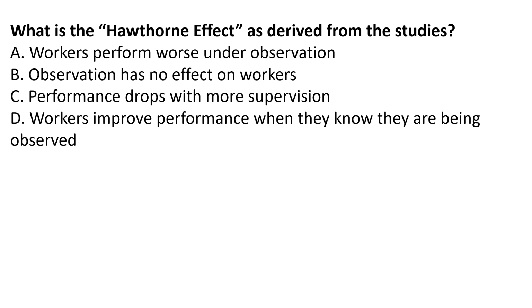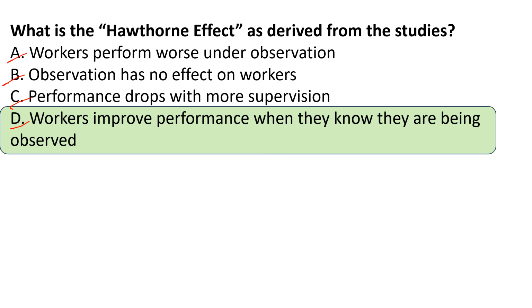What is the Hawthorne effect as derived from the studies? A. Workers perform worse under observation. B. Observation has no effect on workers. C. Performance drops with more supervision. And D. Workers improve performance when they know they are being observed.